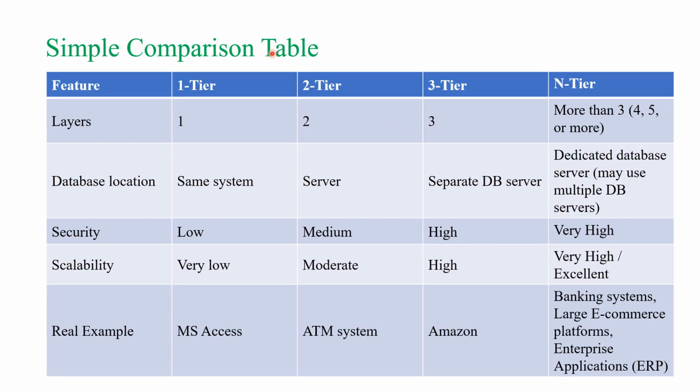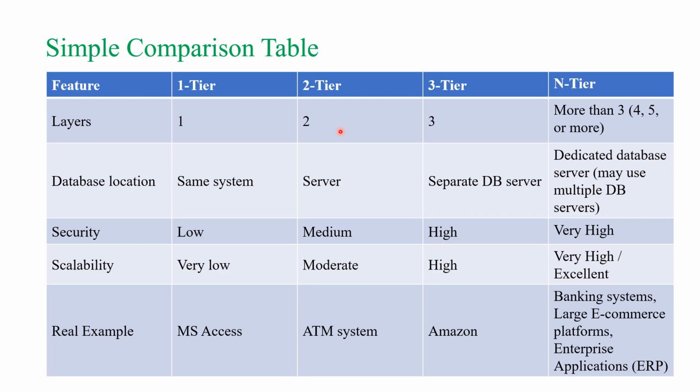So here comes the simple comparison table: 1 tier, 2 tier, 3 tier, and n tier. For these architectures, we are comparing 5 different features like how many layers there are, what the database location is, and how it provides security, scalability, and one example. In 1 tier architecture, there is only one layer, and the database location is within the same system as the user interface. It provides low security. Scalability is also very low because of single point of failure. The real example is MS Access.